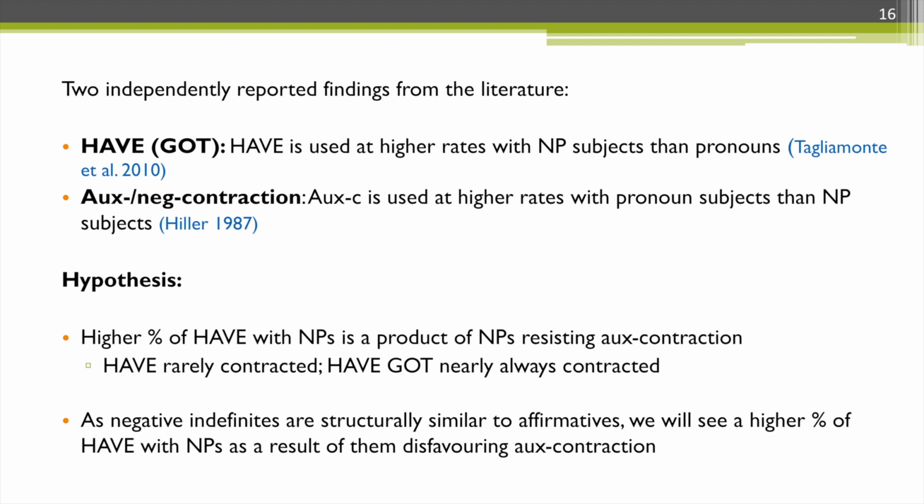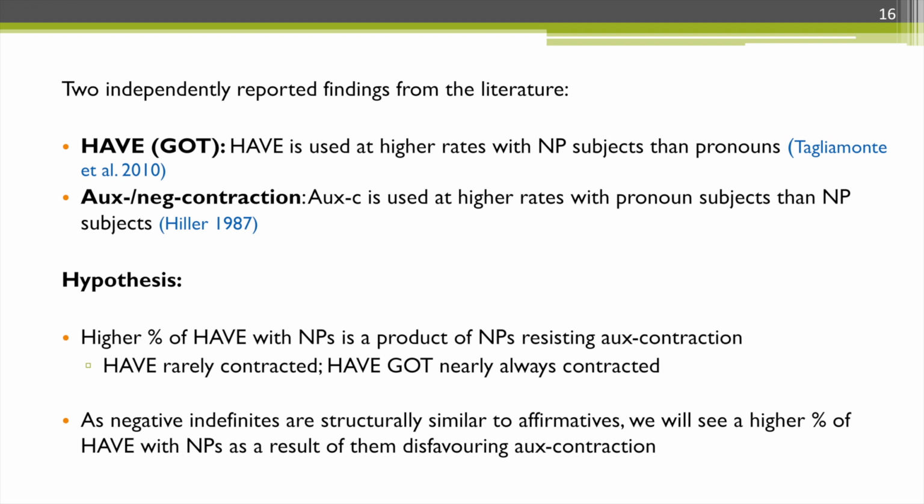So this led me to think there's something going on here, these must be connected. And so my hypothesis was that the higher percentage of have, as opposed to have got, with NPs is because NPs resist contraction. And as we saw earlier from the previous set of results I showed you, we know that have is rarely contracted and have got was nearly always contracted, okay? Which is what you might expect if we're moving towards have being a lexical verb in British English.